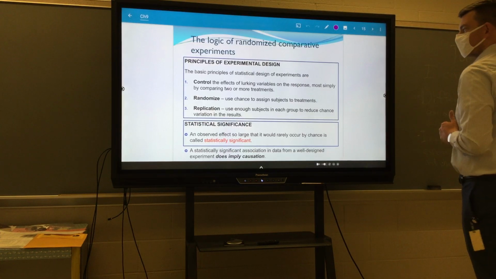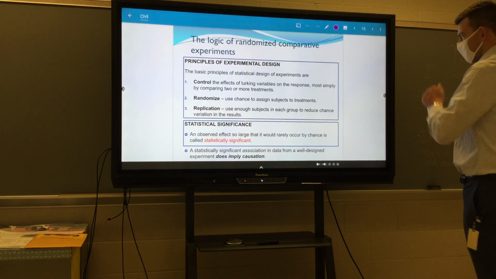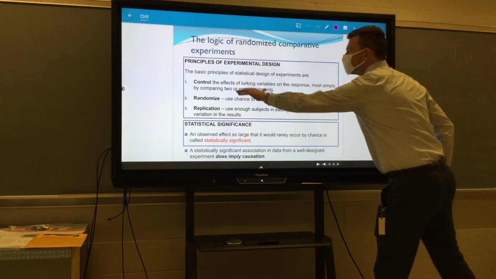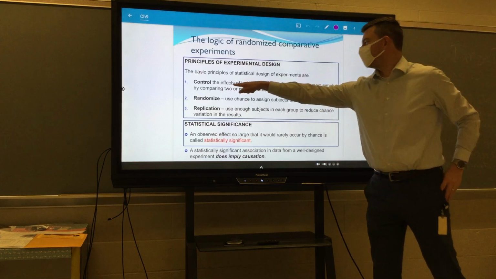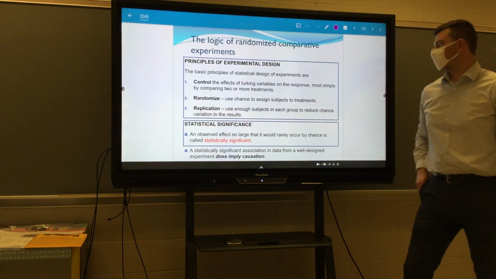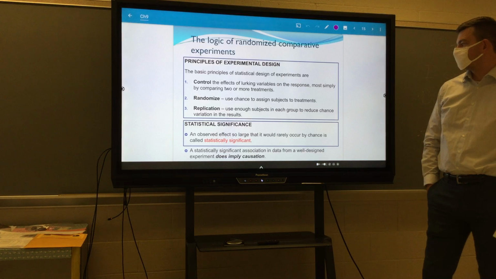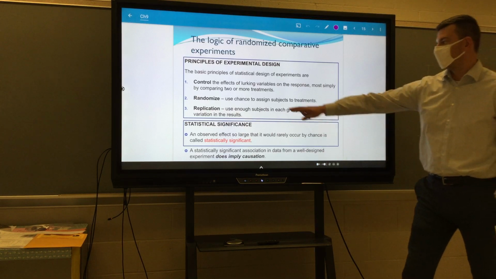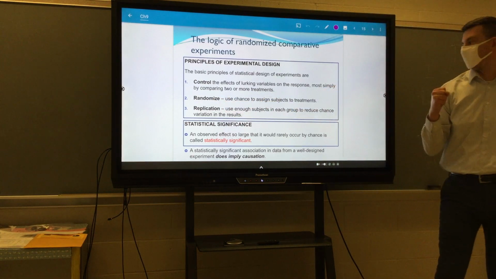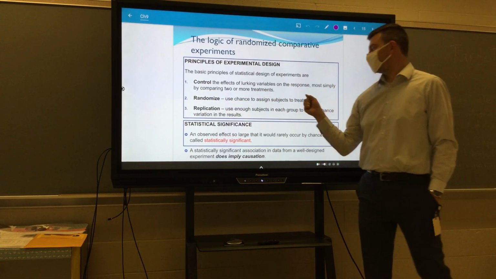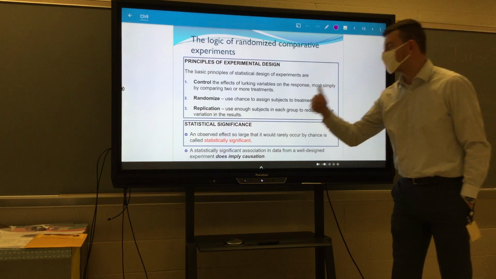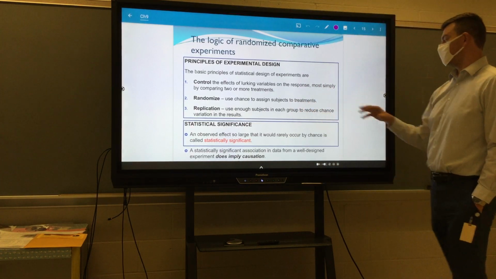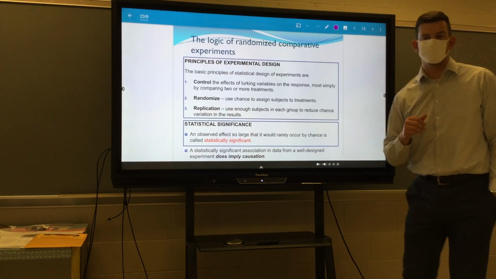So, the principles of experimental design. You have control in a randomized experiment. The control affects the lurking variables on the response, most simply by comparing two or more treatments. You're trying to randomize whenever possible, using chance to assign subjects to the treatments. And replication: use enough subjects in each group to reduce the chance variation in the results.